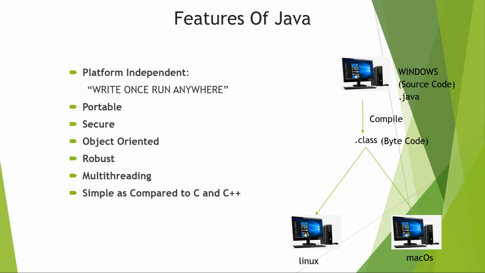Okay, after that another feature is multi-threading. What is meant by multi-threading? This is also a simple thing. In multi-threading, we will make a big program into small tasks, and we will run them at the same time. That is called multi-threading.